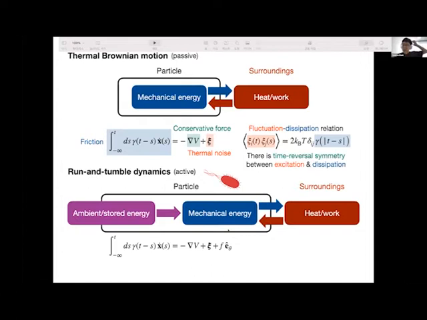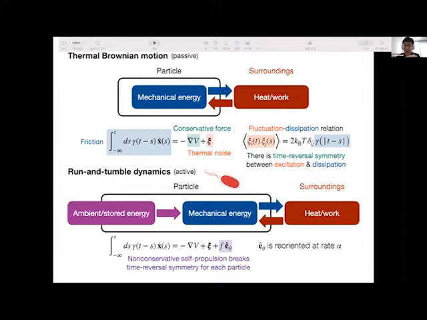So when you try to model this particle dynamics, you will have all these basic terms which you also had in the Brownian particle. But in addition, you will have this propulsion force, which represents this energy conversion from the food to the kinetic energy. So there's this non-conservative propulsion force representing this purple arrow, which breaks the time reversal symmetry at the level of the particle.